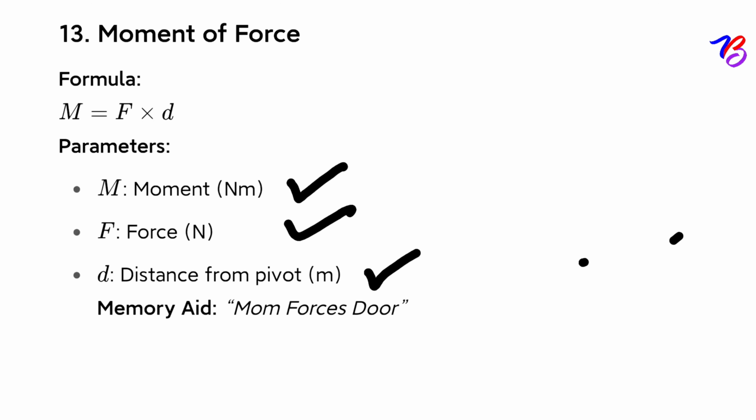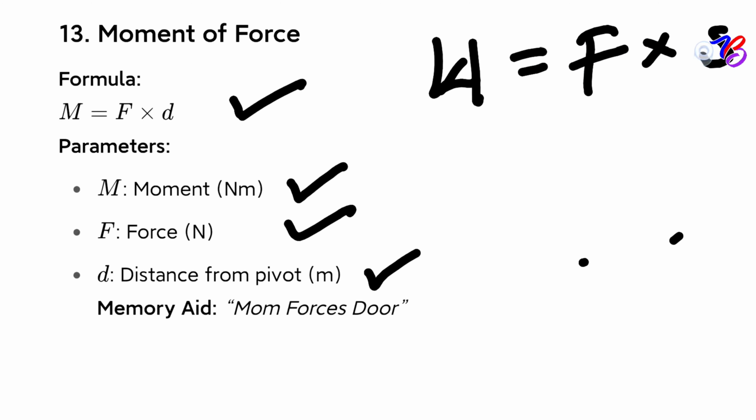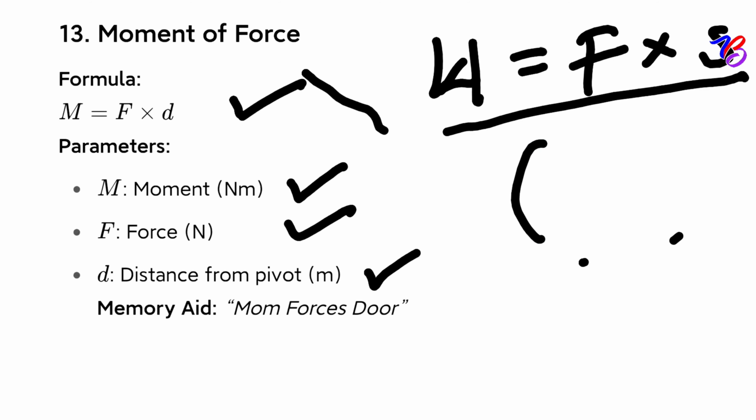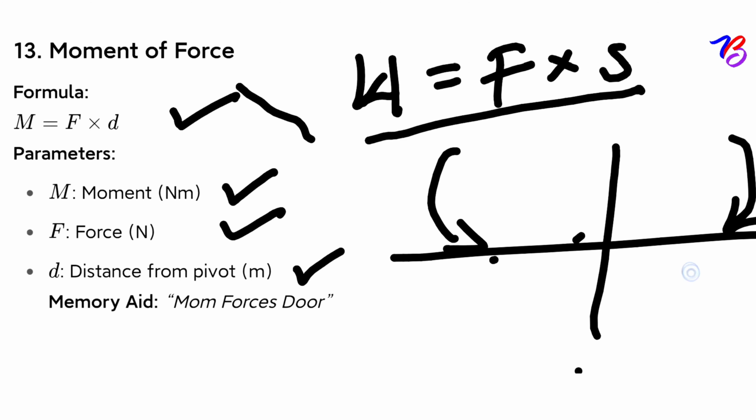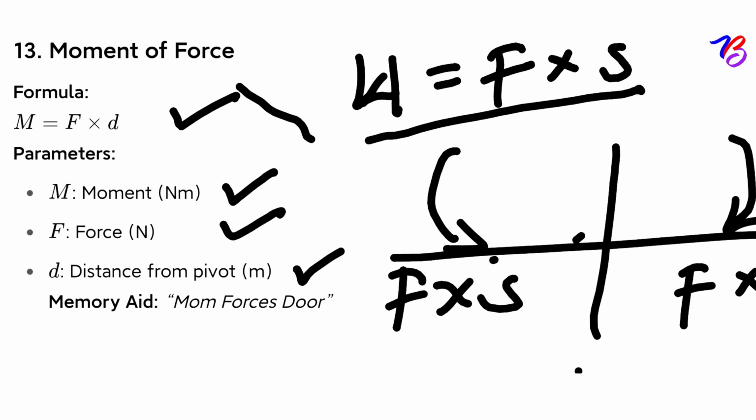Mom forces door. Now the concept of this formula is from work done. Work is equal to what? Force times what? Distance. So if you are able to memorize this particular one, you should be able to get this particular formula. And then under equilibrium of forces, if you relate that to the sum of clockwise moments being equal to anti-clockwise moments, you will see that it is still force multiplied by distance.